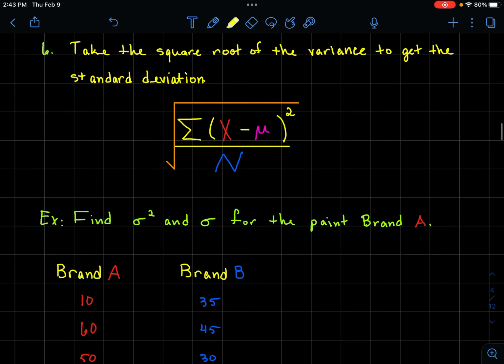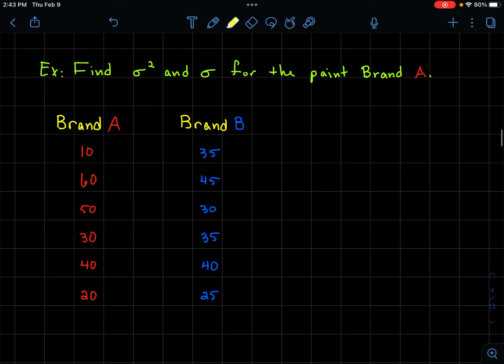So we talked about brand A, talked about brand B. Let's find some variance. Let's find some standard deviation. All right, so find the variance and the standard deviation of just brand A. Well, first step, we need to figure out what the mean is. We've already calculated it once, but let's go ahead and add it up again. There's mu for brand A, which is 35 months.